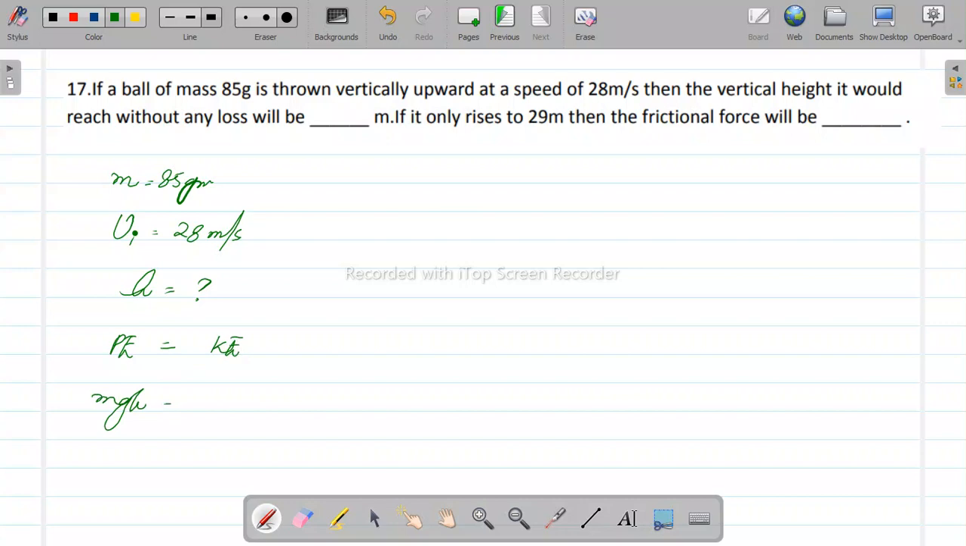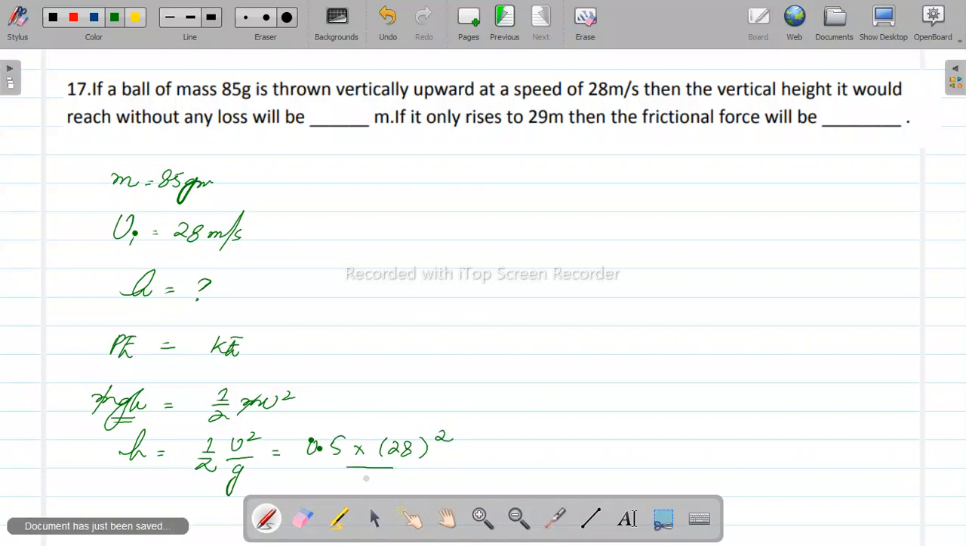Potential energy is mgh, kinetic energy is half mv square. This m gets cancelled with this m. We have to calculate height, right? So we'll rewrite this equation v square as it is, and this g will move to the denominator. 0.5 for half, square of velocity, that is 28 square over this gravity, which is 9.8.